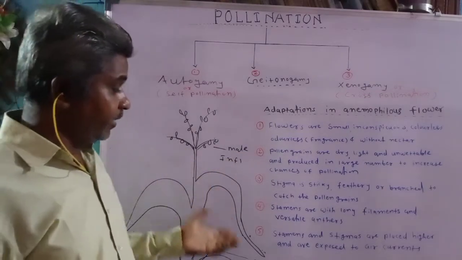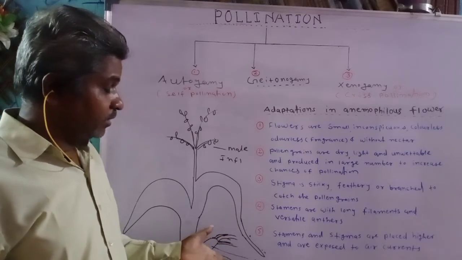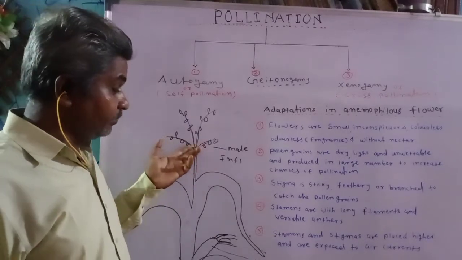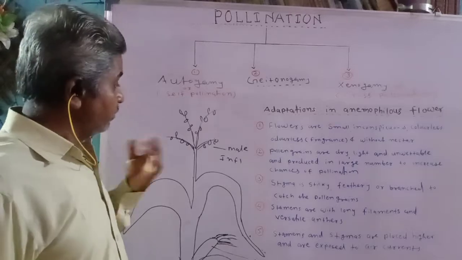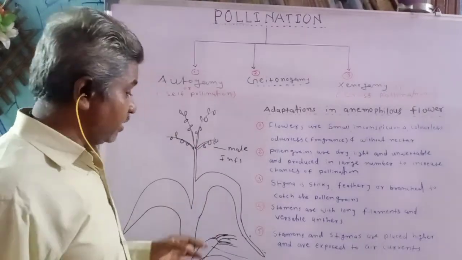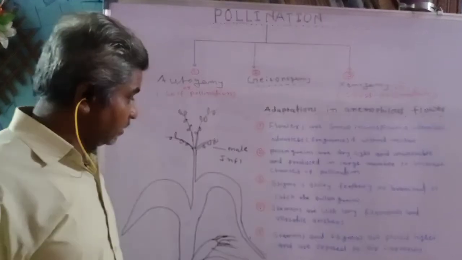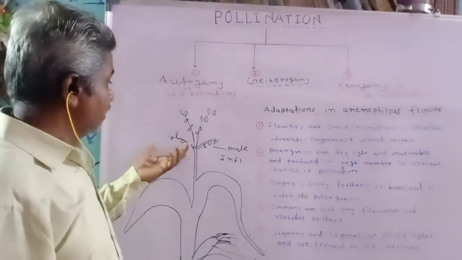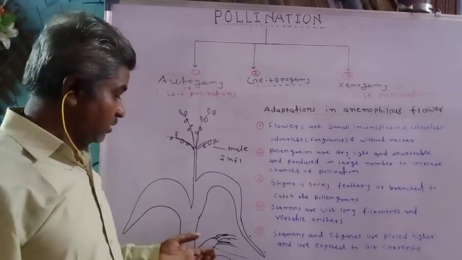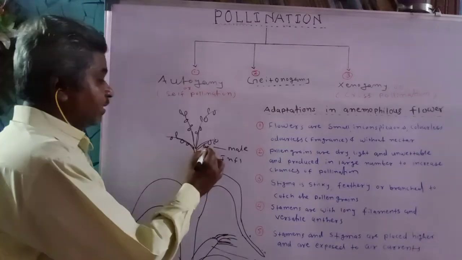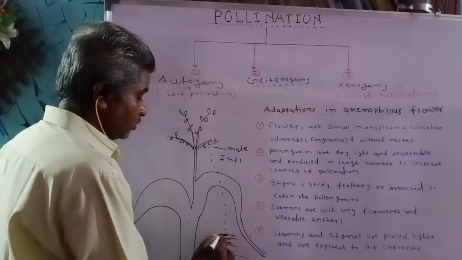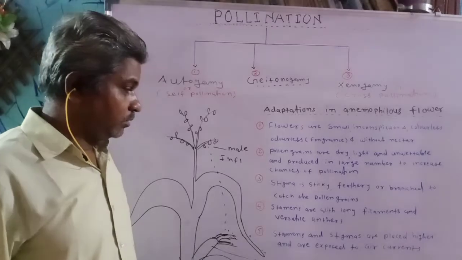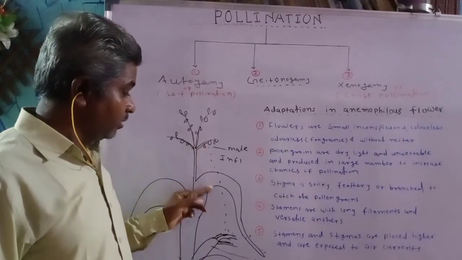So these male and female inflorescences: the male inflorescence is made up of male flowers, and male flowers contain many stamens. Stamens and stigmas are placed higher, and due to this position, the pollen grains easily fall on the stigma or are carried along with the wind current.